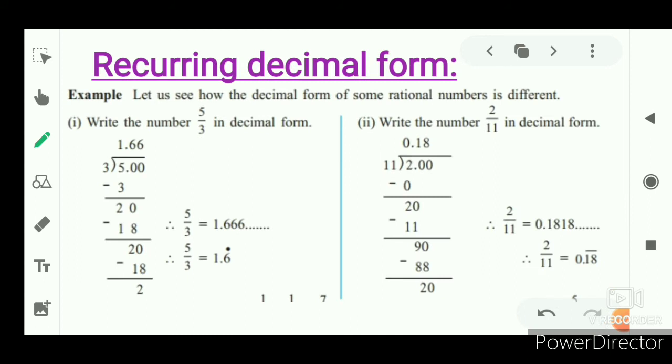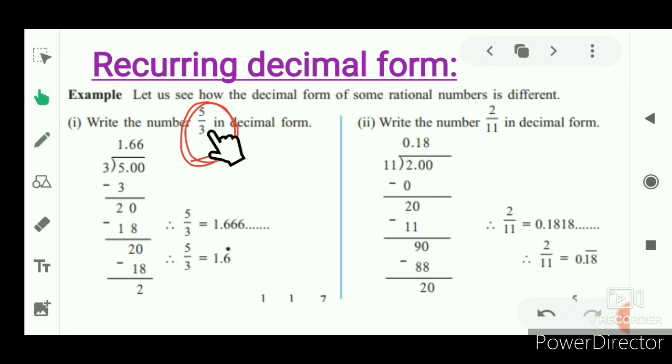Let's see another type of decimal form, that is recurring decimal form. Recurring means repeating again and again. If we are finding the decimal form of some number and the division is repeating again and again with the same number, then such type of number is called recurring decimal form. For example, let's see the rational number 5 by 3. If we are taking its decimal form, it means we are dividing 5 by 3.